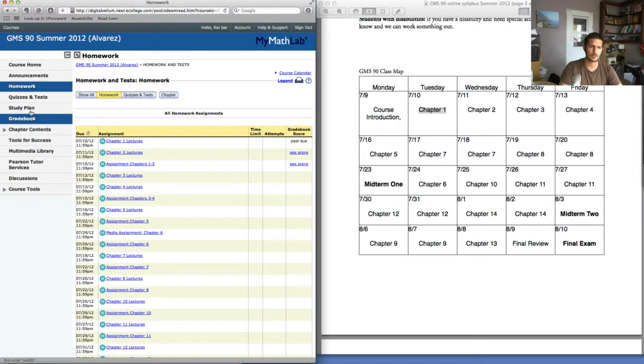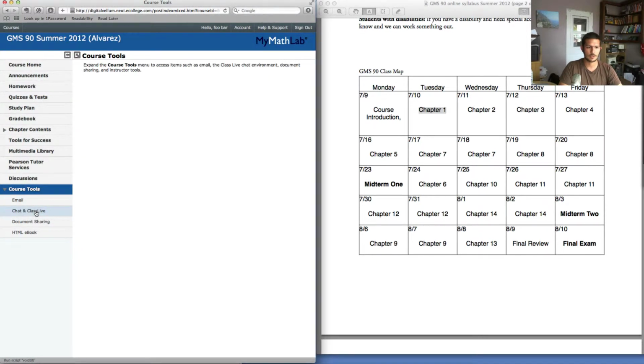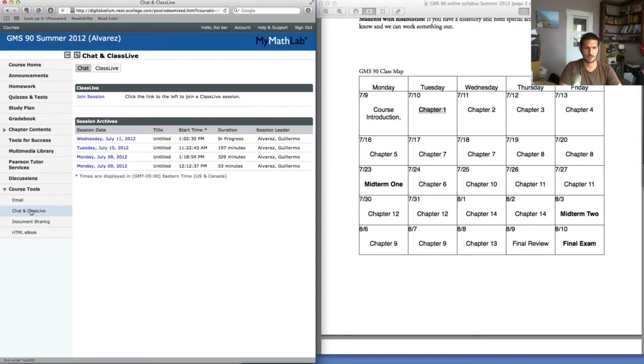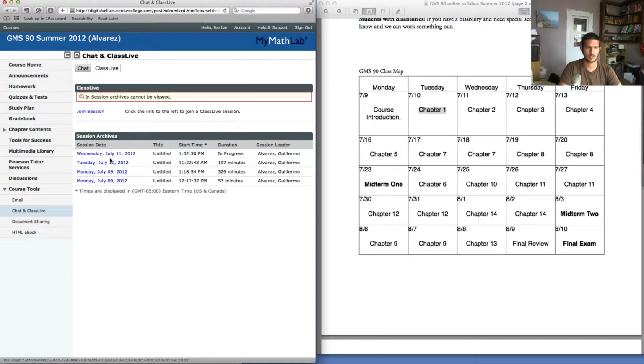If you have any questions, another thing I want to point out is the chat room. Class office hours are here under course tools, then chat, and class live. When you click on it, right now it's in progress here, and I've had quite a bit of trouble with this. I'm on my computer pretty much all day. So if for some reason this isn't working, which happens pretty often, just send me an email and you'll probably get a reply right away. Unfortunately, sometimes technical issues arise.